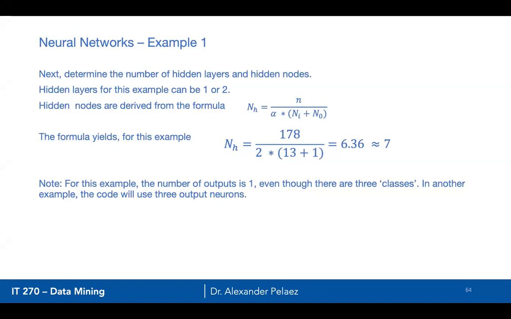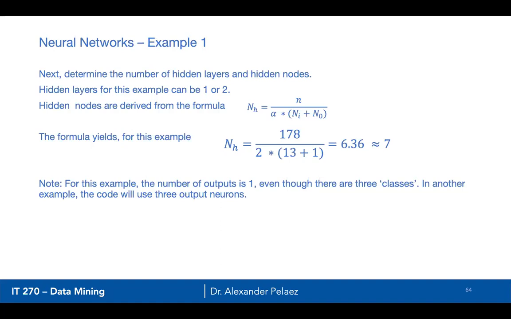3 would probably be overkill. Probably doesn't make sense to do 3 because you have such few observations and such few inputs. So we're going to either use 1 or 2. Now, when you run your neural network, I would suggest that you try and do both. Try it with 1 layer and try it with 2 layers just to see how your predictions go.